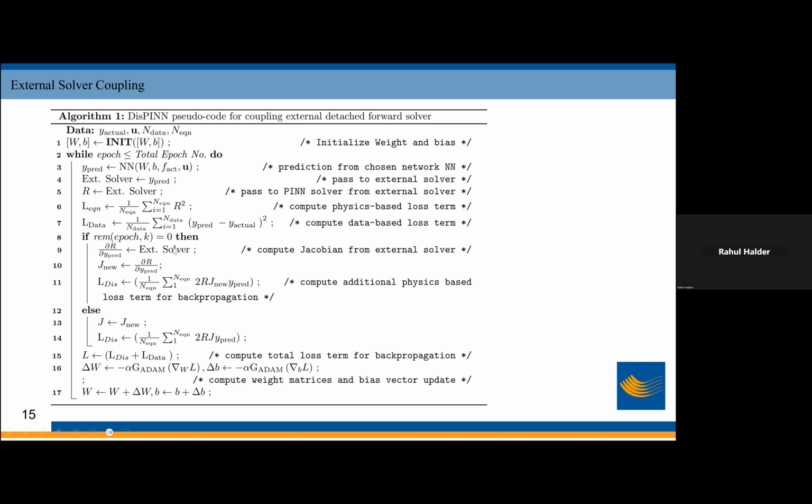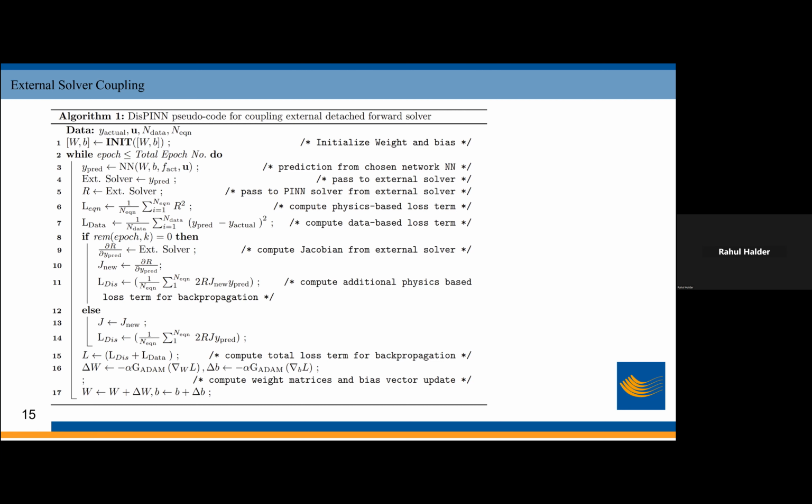But we can reduce the computational time a lot by updating the Jacobian at intervals. So we fixate the Jacobian at that interval, and then compute the LD space, which I told you to pass to the backpropagation instead of the actual loss term. And then you update the neural network parameters based on that. So that's the major takeaway from this talk, when you couple it with the external solver. This is the way you can solve these problems.